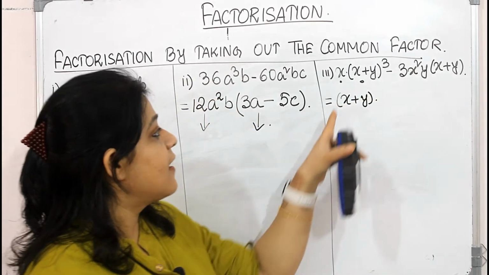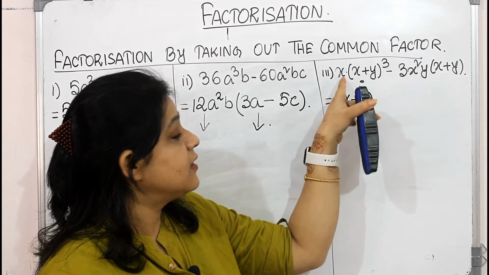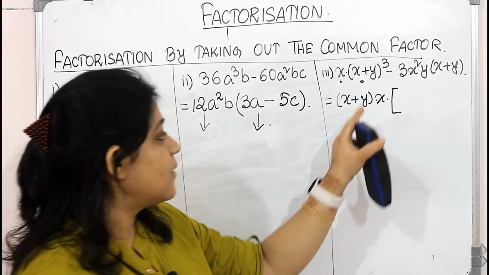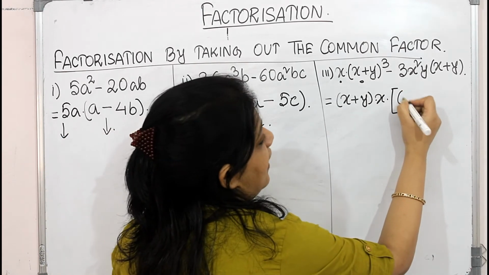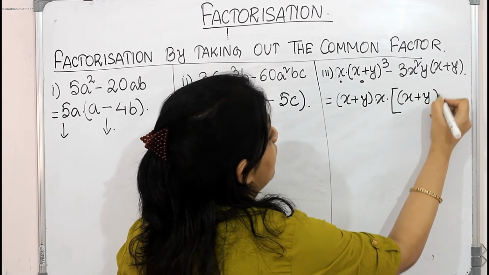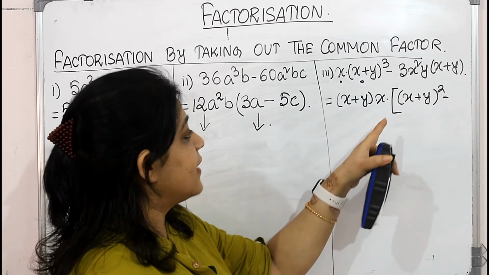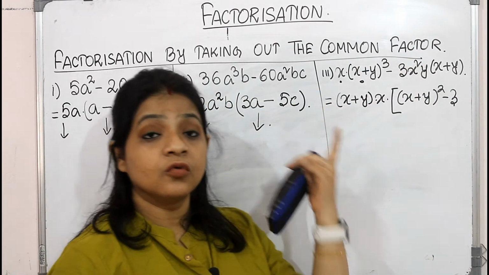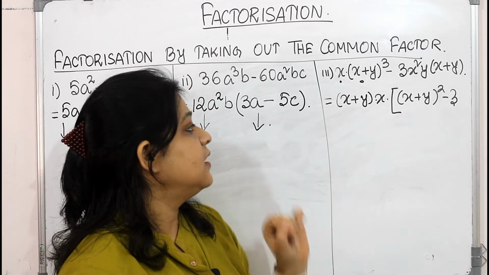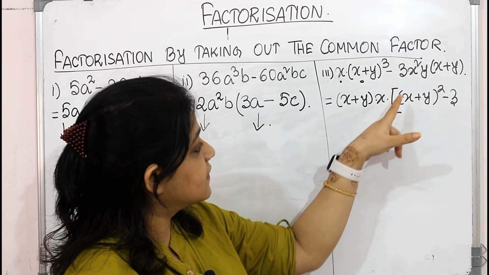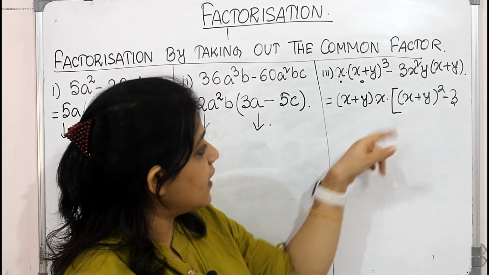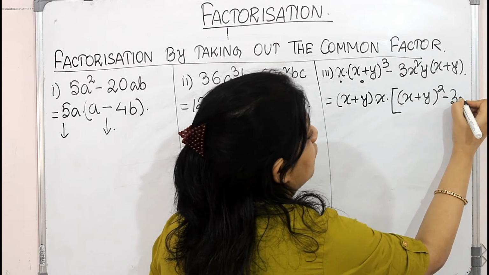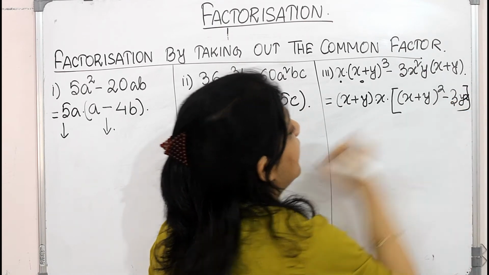Next, what will you have? Here x square, here x. So, I will take x as common. So, what are the terms that you are left with? You are left with (x plus y) square minus 3. 3 is already there because here no common terms are there. So, 3 into x into (x plus y). y is not here, so y into x.